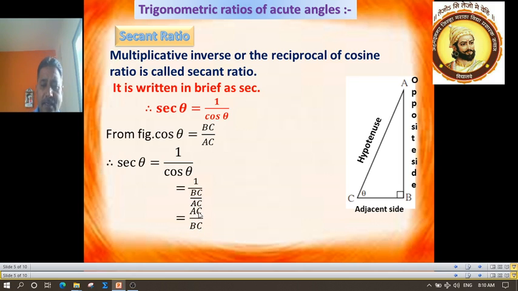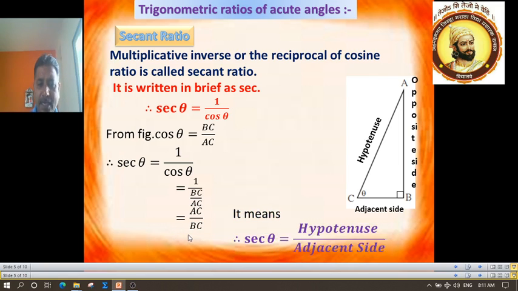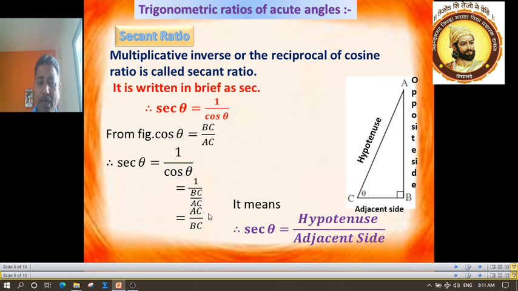So what is meant by AC? AC is the hypotenuse. What is BC? BC is the adjacent side. It means that we get sec theta is equal to hypotenuse upon adjacent side. So we get a new definition for the secant ratio. What is the secant ratio? The secant ratio is the ratio of the hypotenuse to the side adjacent to angle theta.